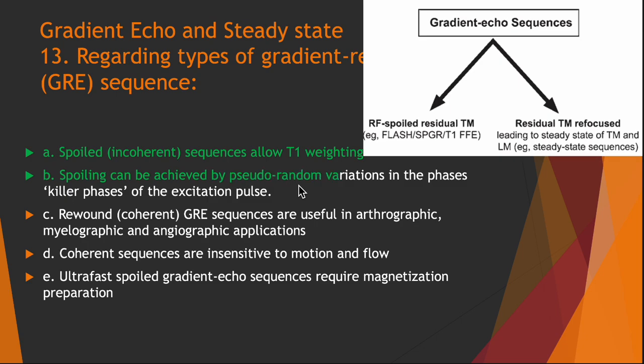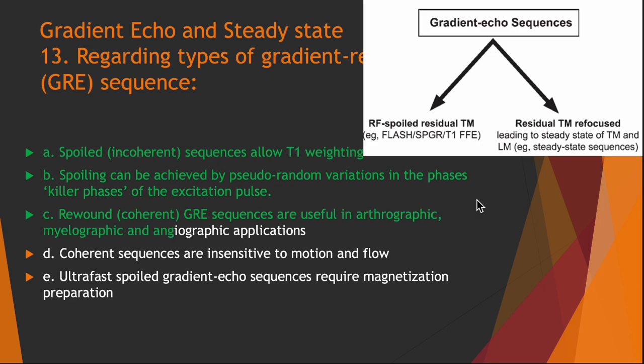The answer is true, because we can do spoiling in multiple ways, and there are multiple names for the sequences. I will show you in the next box that there are multiple names given to these RF spoiled residual transverse magnetization pulses, that is FLASH, SPGR, T1 FFE. So all these are given. The answer is true. Rewound, that is coherent GRE sequences, are useful in arthrographic, myelographic and angiographic applications.